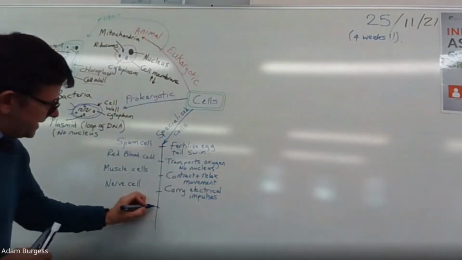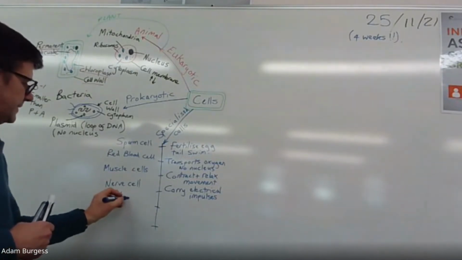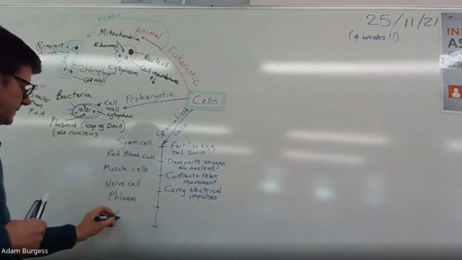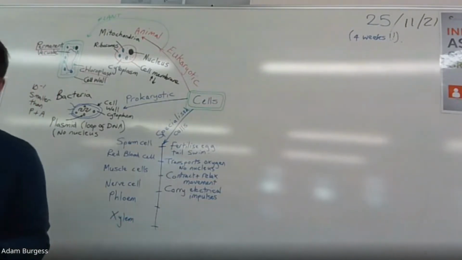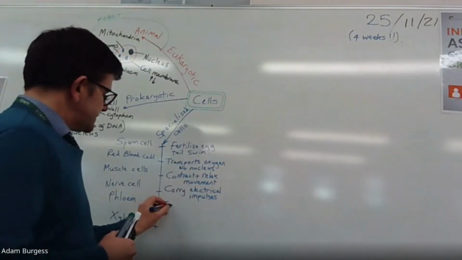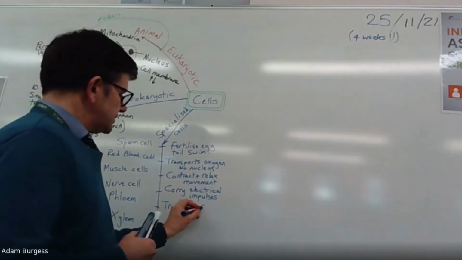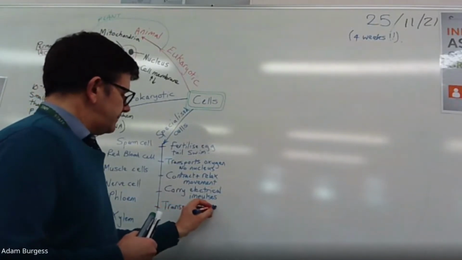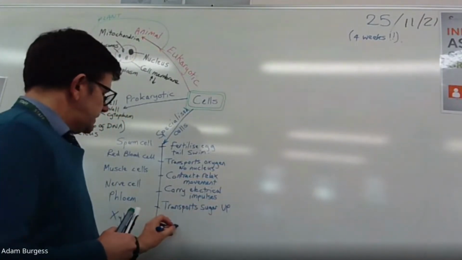And then we need to know about two plant cells, which is the phloem and the xylem. Okay, and you would have done that when we talked about organization in plants. So the phloem transports sugars, or glucose, well, transports sugars, let's say, up. And xylem transports water up and down.